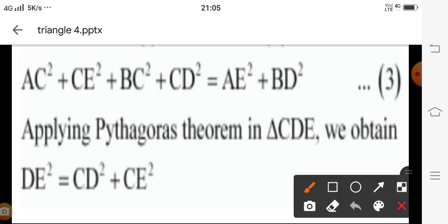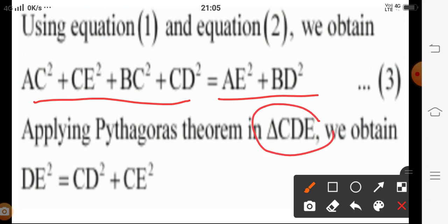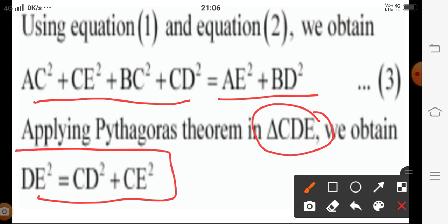And if we are adding these two, then what are we getting? On the left hand side we are getting the sum of these four, and on the right hand side we are getting AE square plus BD square. And if we apply Pythagoras theorem in triangle CDE, then we get DE square is equal to CD square plus CE square, and this value we are getting here.